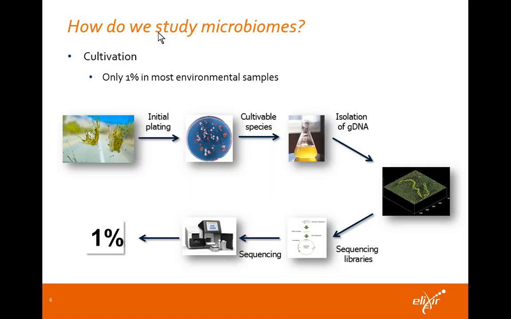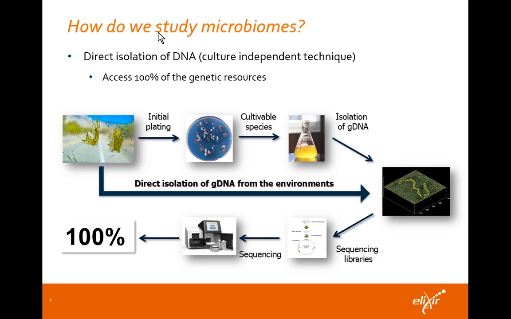So yeah, you've been through this, so I won't go into detail, but this was the old way of studying different microbiomes, where we had to grow them. And as you know, especially from the environment, very few species are actually growing, maybe less than 1% in some of the environmental samples. So now we do direct isolation of DNA, and we sequence it, and theoretically we can cover everything that's in the sample, theoretically.